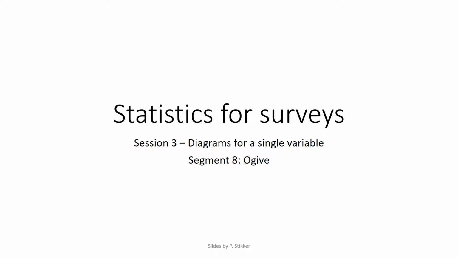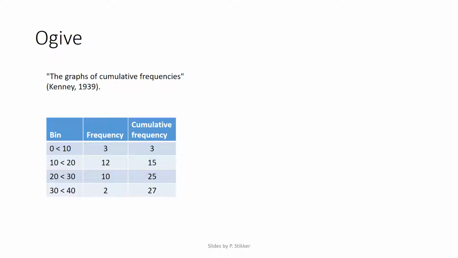Welcome to Statistics for Survey, Session 3, Diagrams for a Single Variable, Segment 8, the Ogive. An ogive is like a frequency polygon using cumulative frequencies. It was defined by Kenny in 1939 as the graphs of cumulative frequencies.